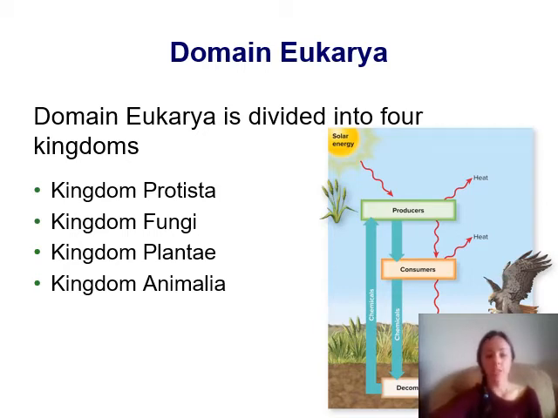Each kingdom generally has a certain way of getting their energy. Fungi decompose organisms for food. Plantae will make their own food, and Animalia needs to consume their food. And Protista is able to use all three types of metabolic systems.